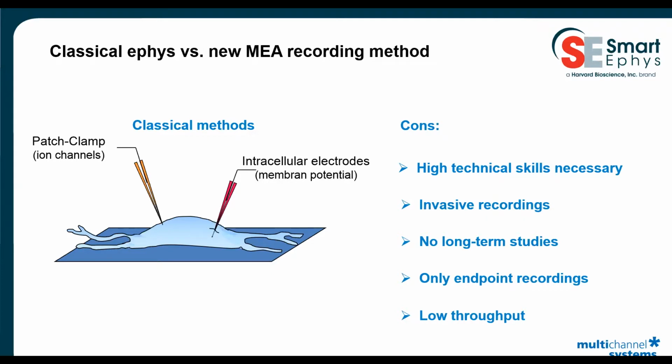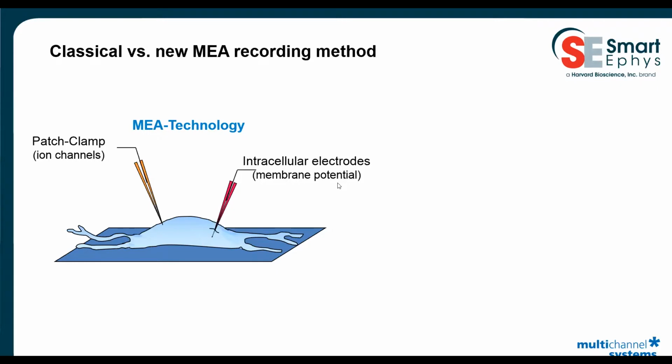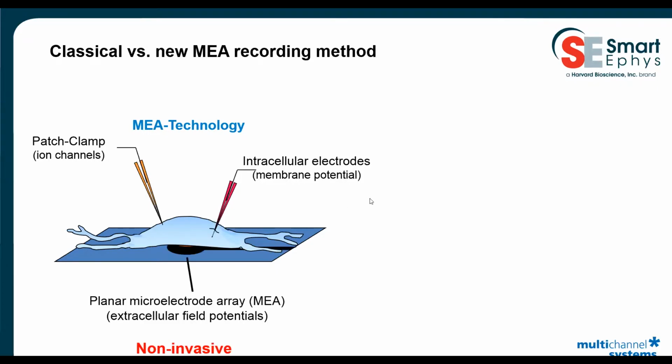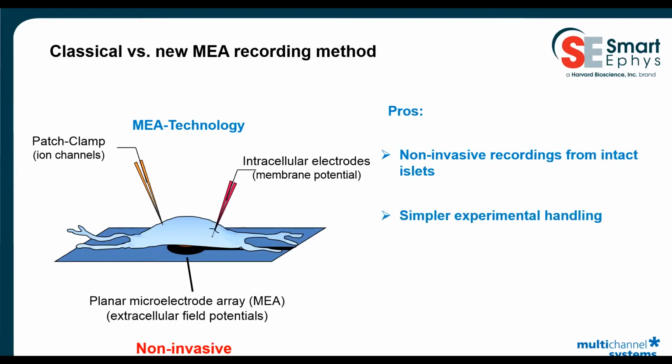And the MEA method has the advantage that you record from a planar electrode on a substrate. What you do is you record extracellular field potentials. The advantages here are that the recordings are non-invasive and you can record from intact islets. It provides you with simple experimental handling, a higher throughput, and long-term recordings are also possible. So these are, I think, the most important differences between those techniques.